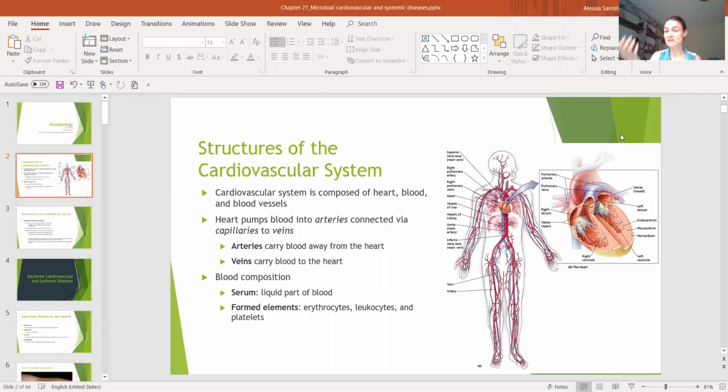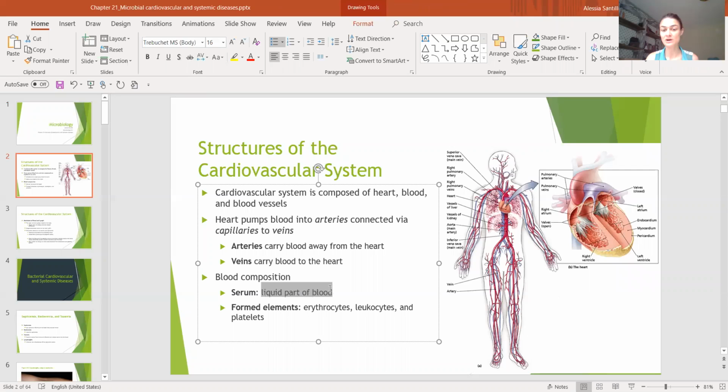Okay, and so blood composition is basically the serum, which is the liquid part of the blood, right? So we have this plasma, and inside this plasma we have these formed elements like erythrocytes, leukocytes, and platelets. Erythrocytes are your red blood cells, leukocytes are your white blood cells, and platelets are your coagulating factors.